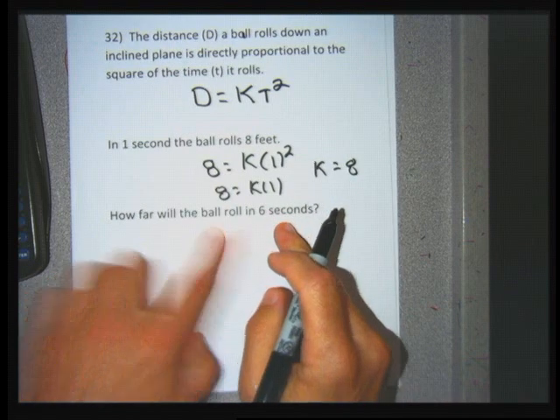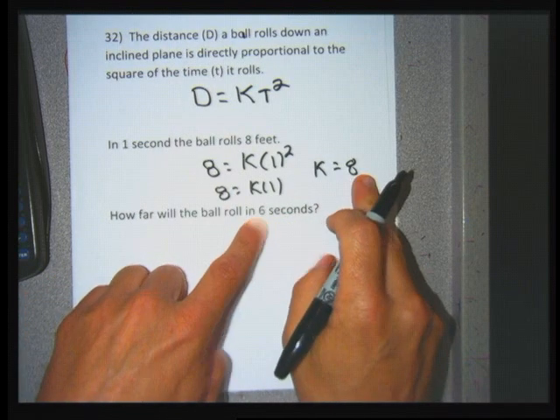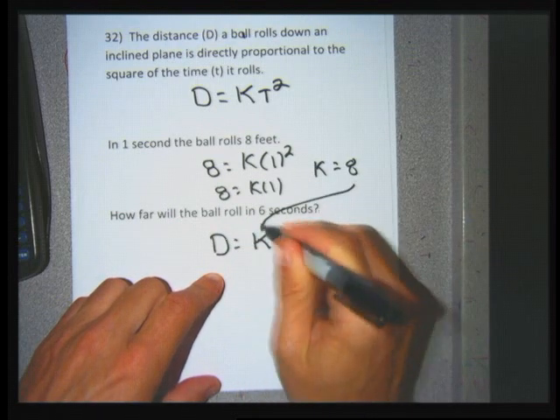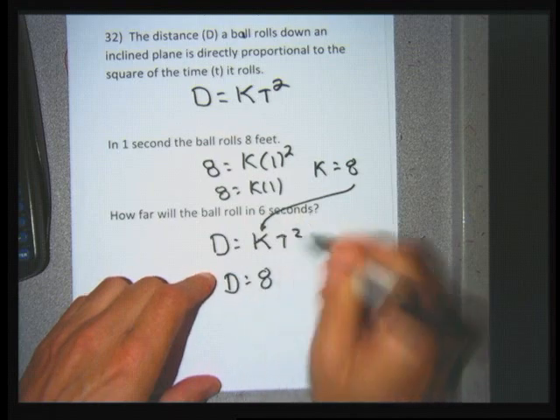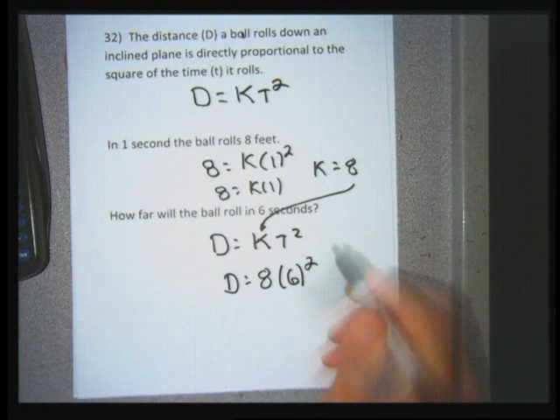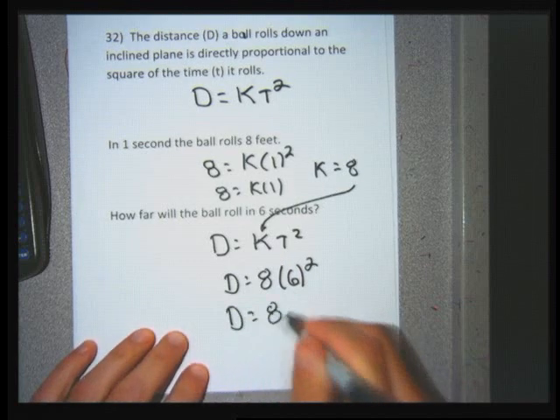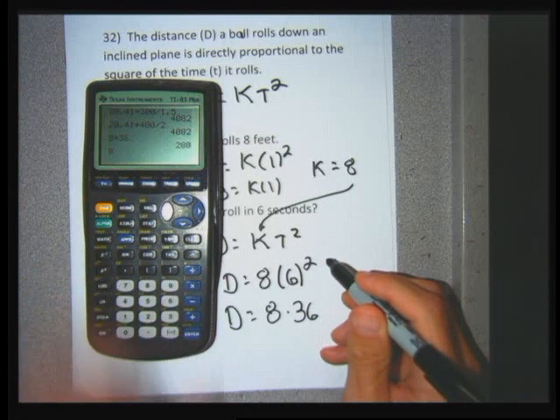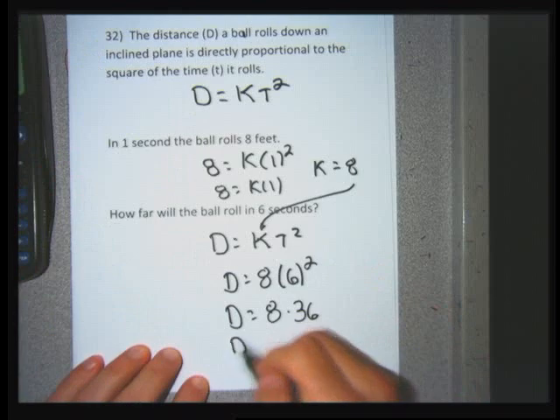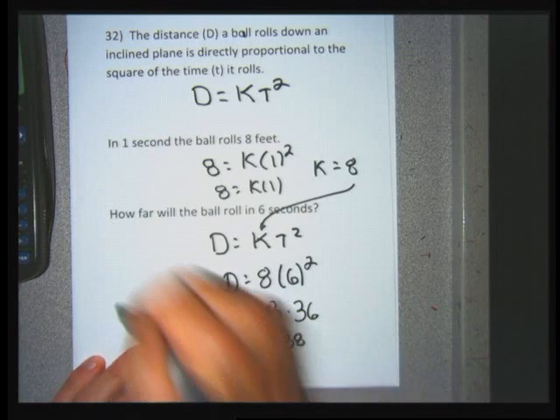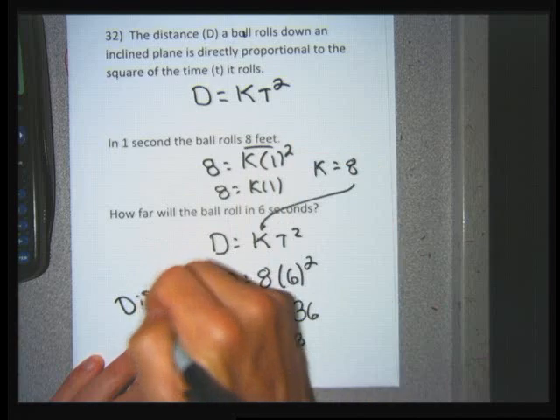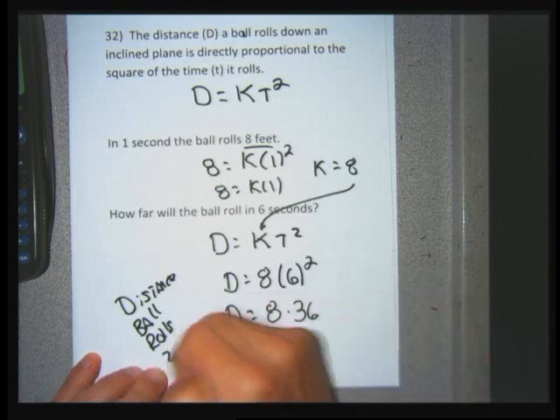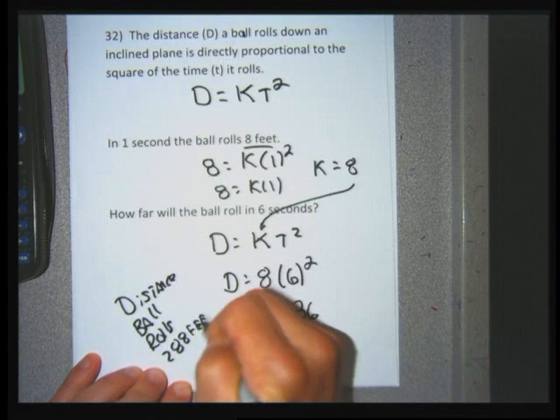And in this last sentence, I'm going to plug in 6 for the time, 8 for the k. I'm going to use the equation d equals k times t squared. In for k, I'm going to plug 8. In for t, I'm going to plug 6. I'm going to get d equals 8 times 6 squared. 6 squared is 36. Break out my calculator to do the 8 times 36 and get 288. So the distance that the ball is going to roll is 288. And the distance is in feet. So the distance the ball rolls is going to be 288 feet. It's quite a long plane, apparently.